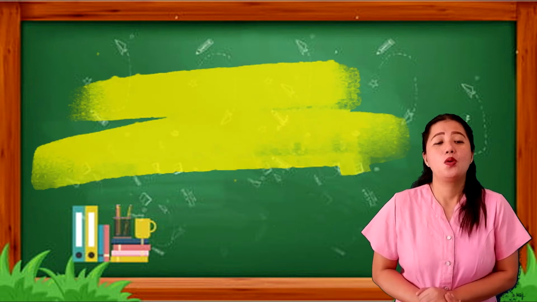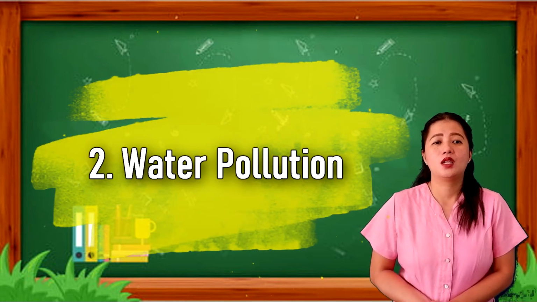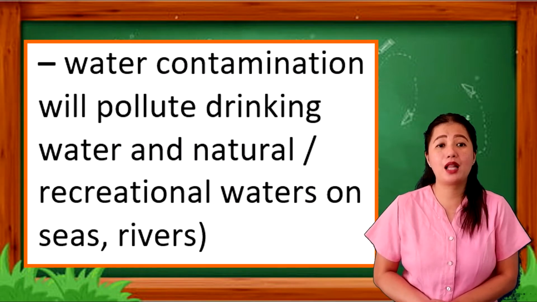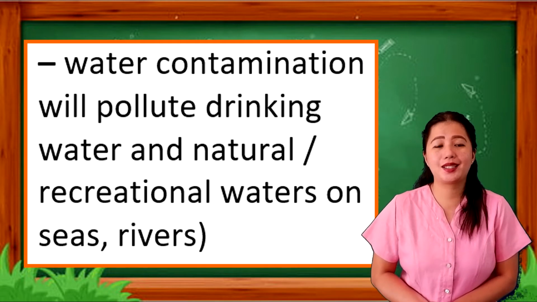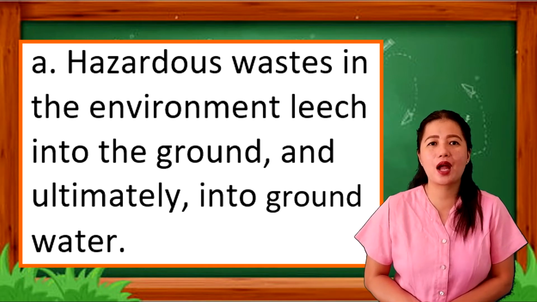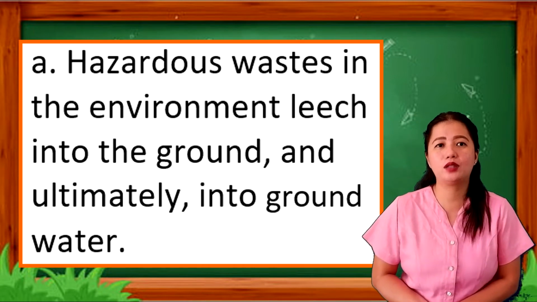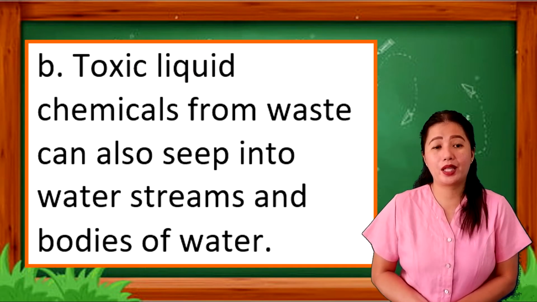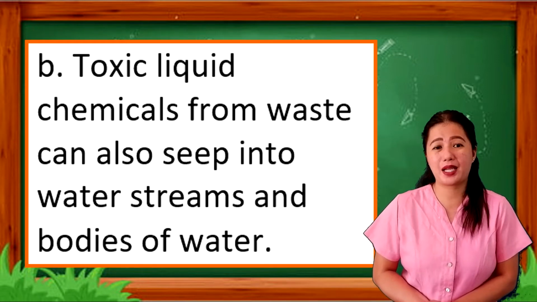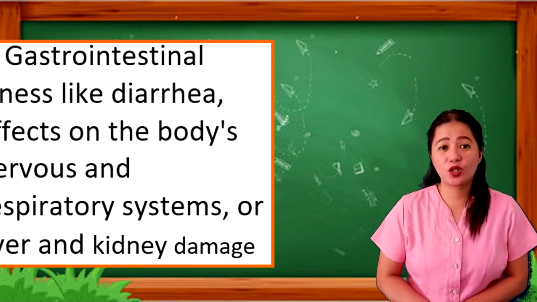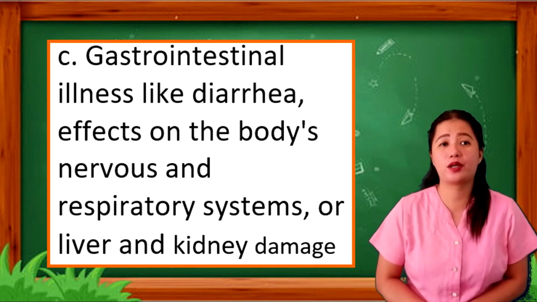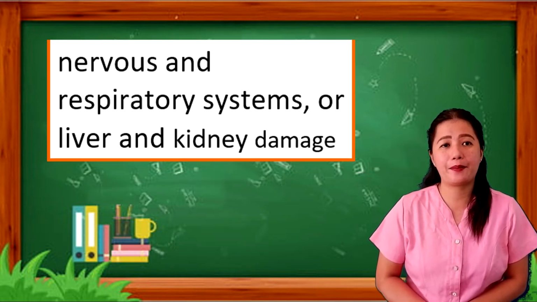Number 2, water pollution. Water pollution or water contamination will pollute drinking water and natural recreational waters such as seas and rivers. Hazardous waste in the environment leaches into the ground and ultimately into the groundwater. Toxic liquid chemicals from waste can also seep into water streams and bodies of water. Letter C, gastrointestinal illness like diarrhea, effects on the body's nervous and respiratory systems, or liver and kidney damage.